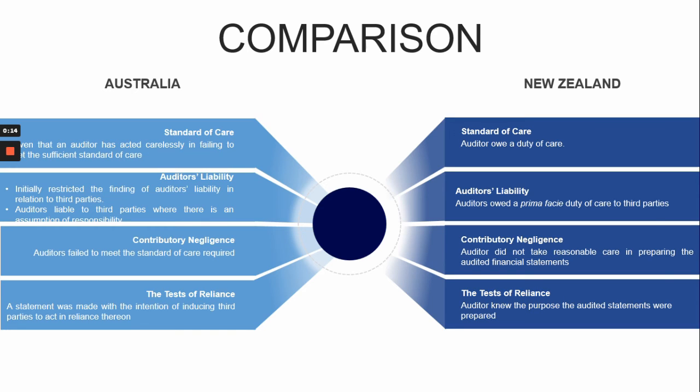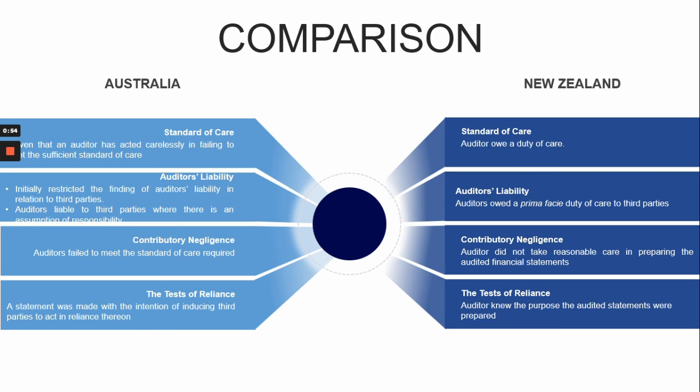In terms of standard of care, it is a duty imposed on the auditor to exercise reasonable skill and care in auditing a company's financial statement. In Australia, third parties should have proven that an auditor has acted carelessly in failing to meet the sufficient standard of care in order to make a successful claim in negligence. But in New Zealand, auditors owe a duty of care because third parties would rely on the audited information.